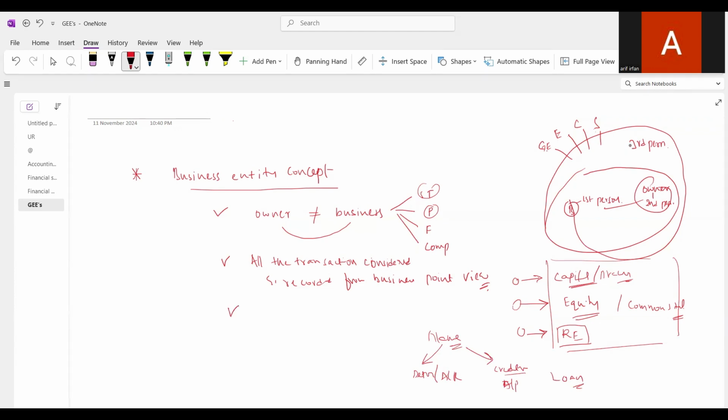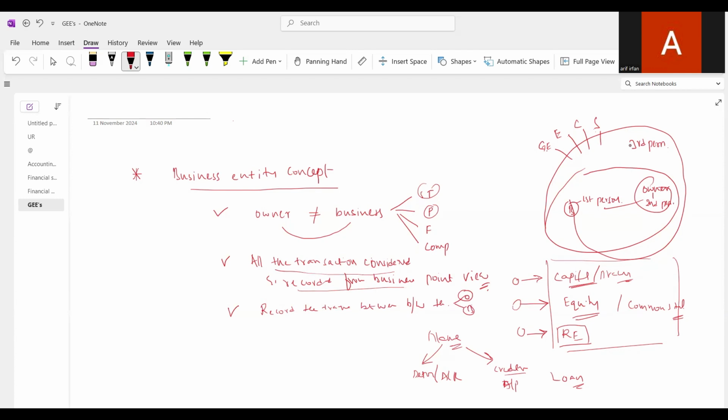Another thing, owner is different from business, that gives a flexibility that we can record the transaction between these two people, owner and business. This is another important point. And all the transactions should be recorded from business point, should be considered from business.